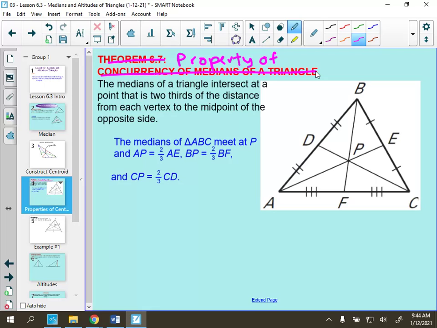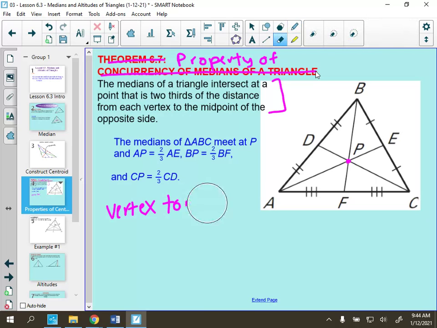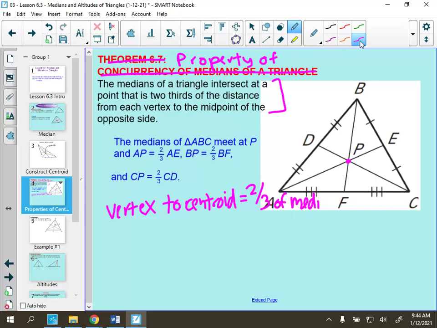Let me try to clarify it here. Okay, so we have another picture, a properly labeled, properly marked centroid. Point P would be our centroid. So what this is saying right here, and how we'll maybe try to clean that up, is, let's say it like this, just to make it a little more cut and dry: vertex to centroid equals 2/3 of the median.